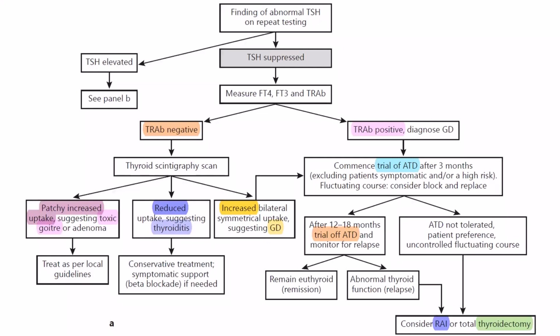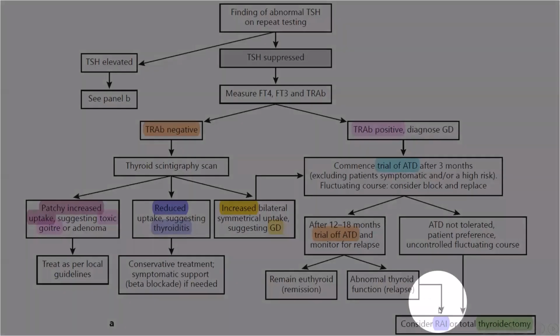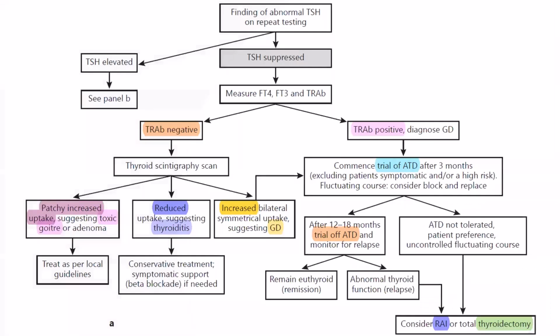If we start antithyroid drug, we will start a trial of carbimazole for 1 to 1.5 years, and after that a trial off antithyroid drug and monitor for relapse. If the patient remains euthyroid, this is a remission. If there is an abnormal thyroid function test, in this situation, I will go to radioactive iodine ablation or surgery. If the patient also cannot tolerate an antithyroid drug, or by patient preference, or uncontrolled fluctuation, in this situation, I will go to radioactive iodine ablation or total thyroidectomy.